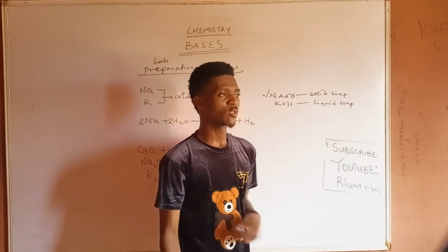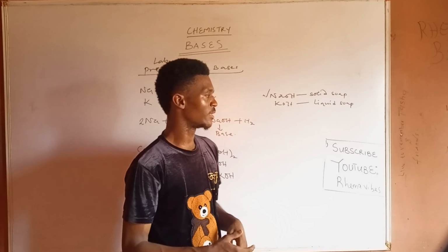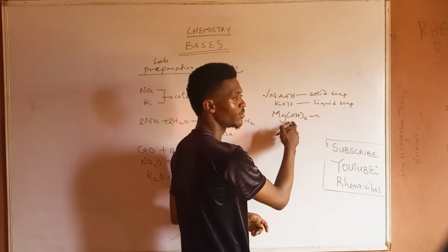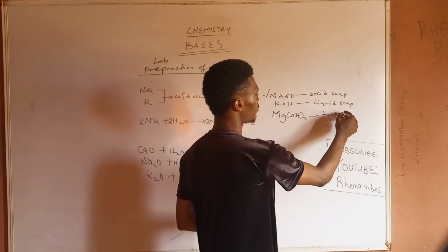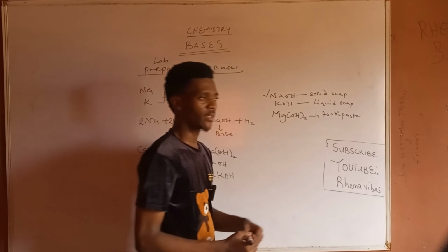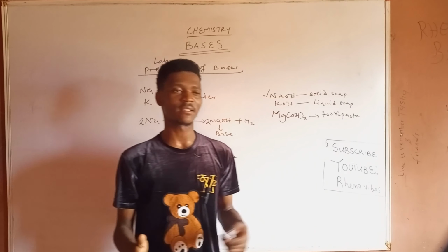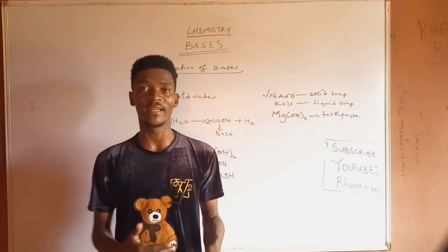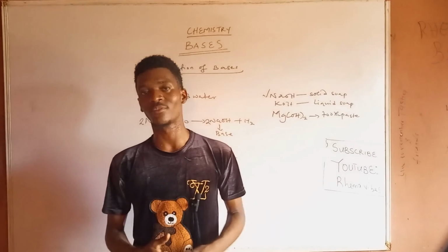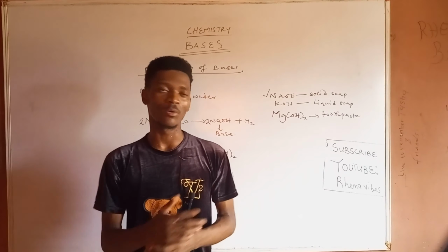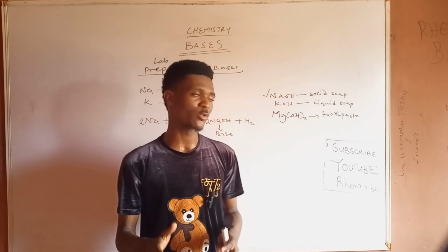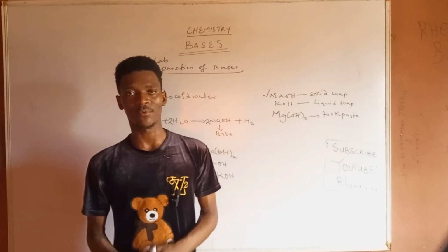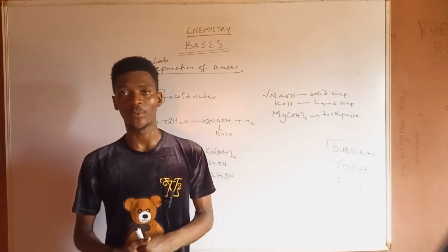This one has much industrial application as well. Even this one, magnesium hydroxide, can be used in the making of toothpaste. Then even aluminum hydroxide can be used as a mordant in the dyeing industry. All right, so we still have quite a number of uses of bases, but they don't usually stress you on the uses of bases. Just know the fundamentals of bases: the definitions, the physical properties, the chemical properties, as well as the preparation methods.